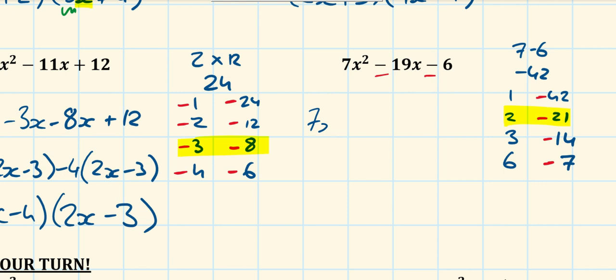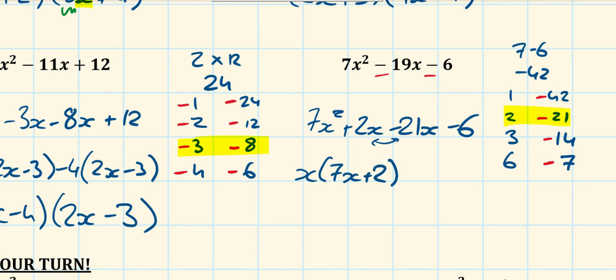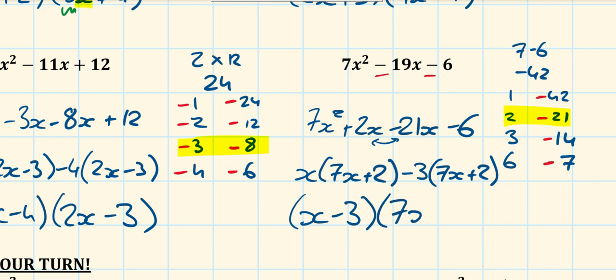Okay, so 7x squared plus 2x minus 21x minus 6. It would have actually been easier to put these the other way around, but it's okay. x by 7x plus 2, then minus 3 times 7x plus 2. That's your factorising there. And combine your brackets: x minus 3, 7x plus 2.